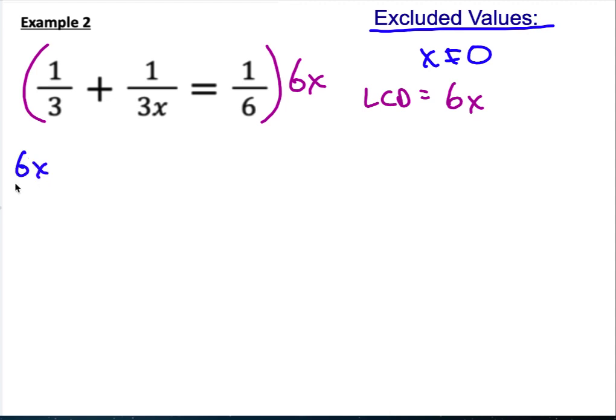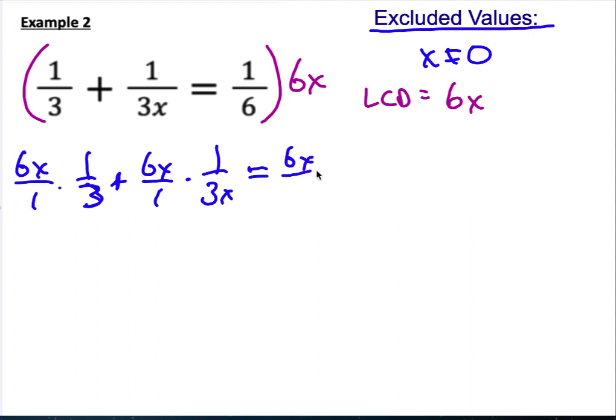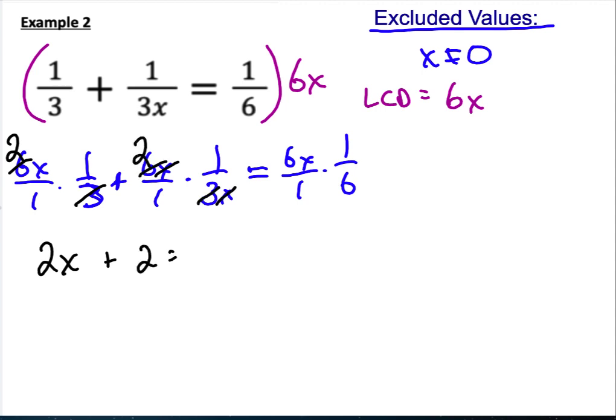So 6x times 1/3, 6x times 1 over 3x, and 6x times 1/6. Everything gets multiplied by that least common denominator. So in the first term, I can divide a 3 out of numerator and denominator, and I'm just left with a 2 and an x. Here I can divide out an x, and I can divide out a 3, and I'm just left with 2. On my right-hand side, I can divide a 6 out of numerator and denominator, and I'm left with x.